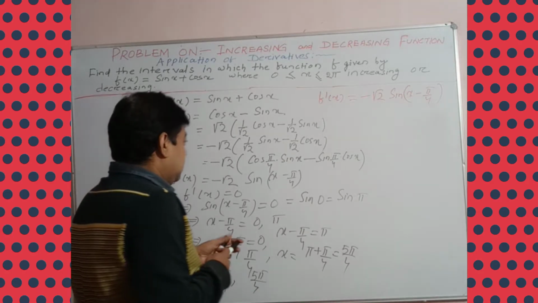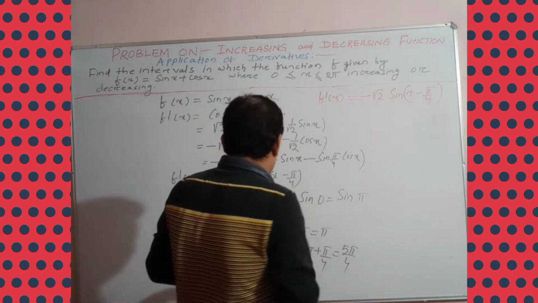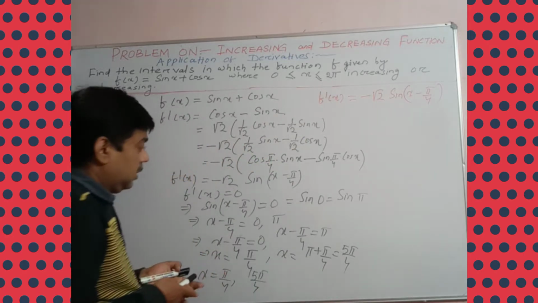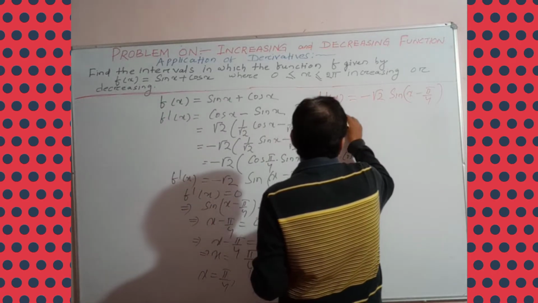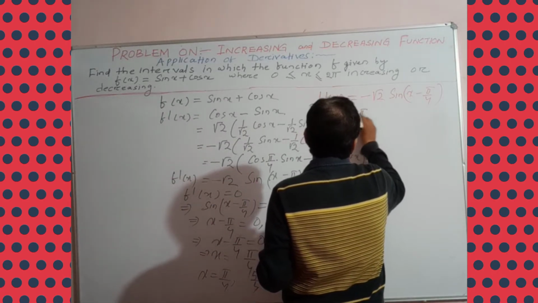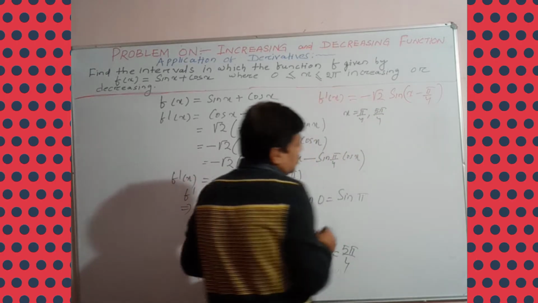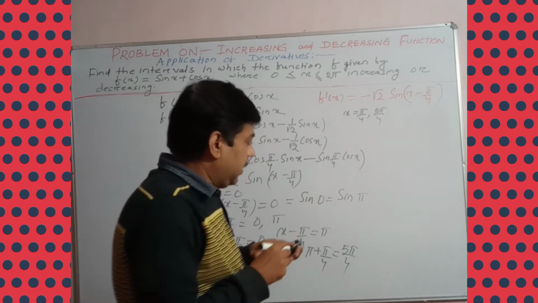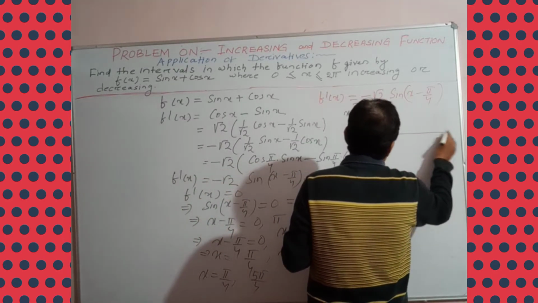And the points x is equal to pi by 4 and x is equal to 5 pi by 4 divide the closed interval 0 to 2 pi into 3 disjoint intervals. Let us see. We got x is equal to pi by 4, another is 5 pi by 4. So x is equal to pi by 4 and 5 pi by 4 divide the real number line.